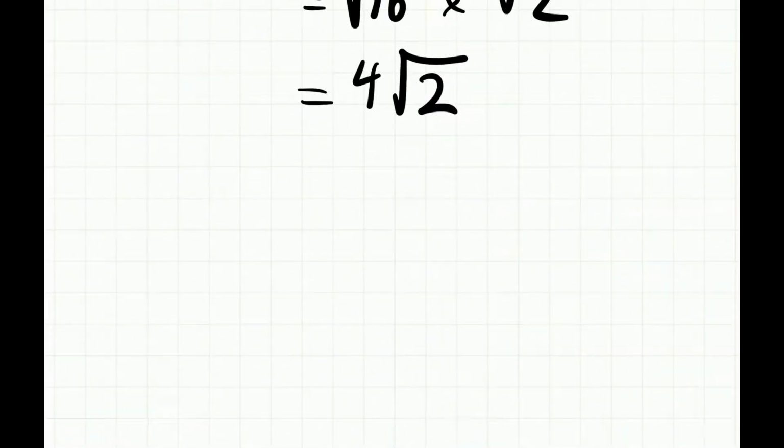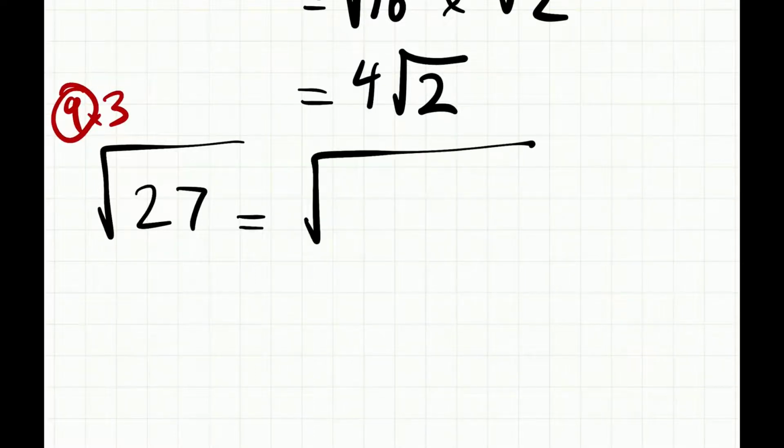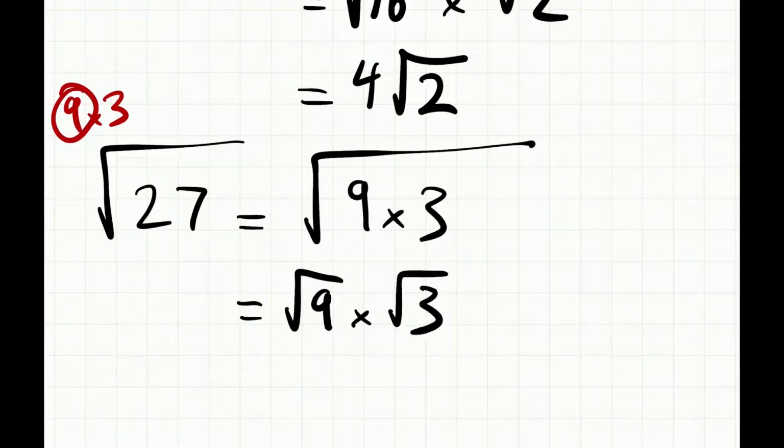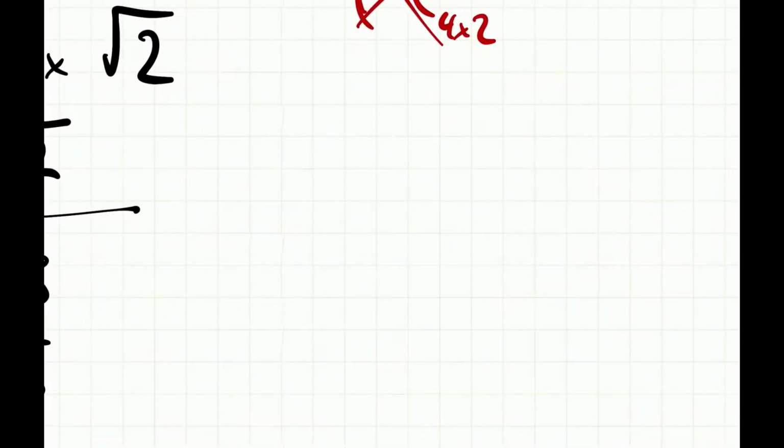Okay, let's keep going. Let's say we have root 27. This time, our two numbers are 9 multiplied by 3 to give us 27, 9 being our square number. So we have root 9 multiplied by 3, then separate, root 9 times root 3, then simplify. Root 9 gives us 3, and then root 3 there. So we have 3 root 3 as our answer. Okay, let's say we have something a little bit more complicated. We've only been dealing with small 2-digit numbers. Let's say we have something like square root of 108.